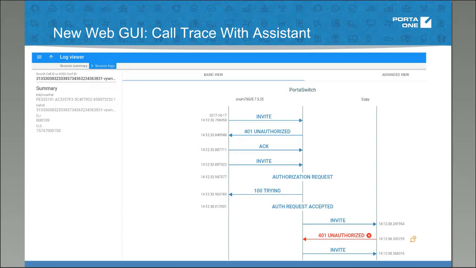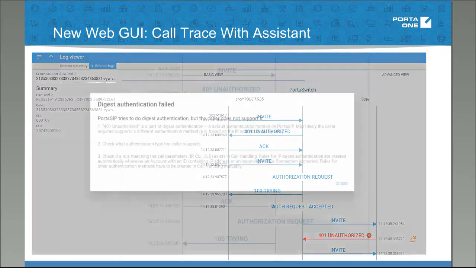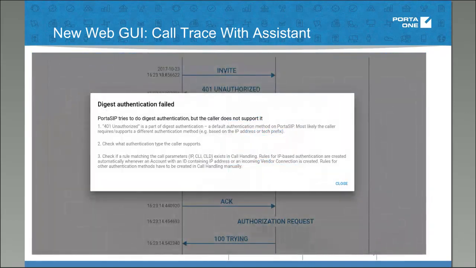They can do most of the troubleshooting themselves, and for the most typical issues, which usually take like 90% of the customer service time, they will get suggestions on how to solve those issues. So this is an example of such a case when you have failed digest authentication and the system tells you that the problem with this call is that the system attempts to do digest authentication and it just fails. So it provides suggestions on what can be done in order to resolve that issue.